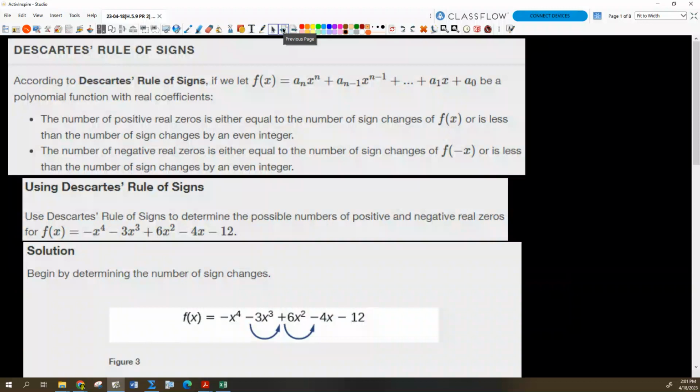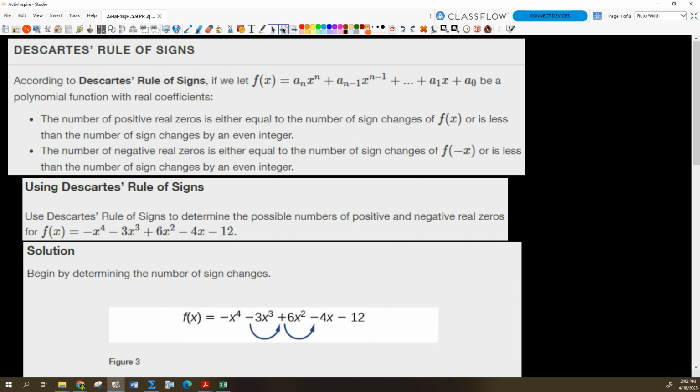All right, so quick review of the new concepts from yesterday. So Descartes' rule of signs. Descartes' rule of signs just says that if we look at a polynomial, f of x, we're trying to find the number of possible real positive zeros and negative zeros of that function.